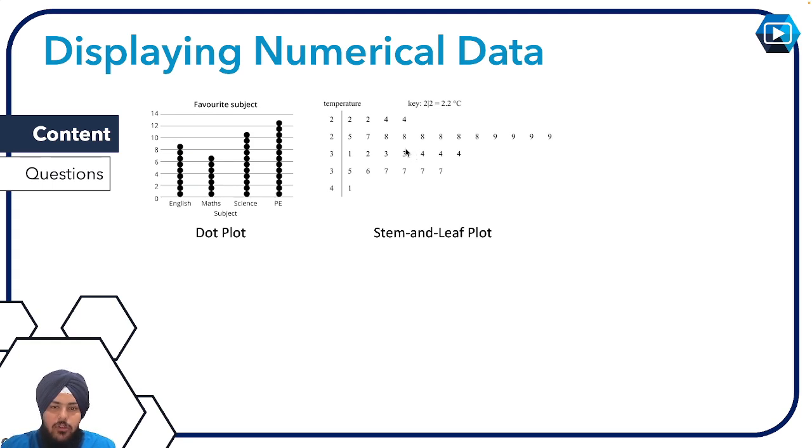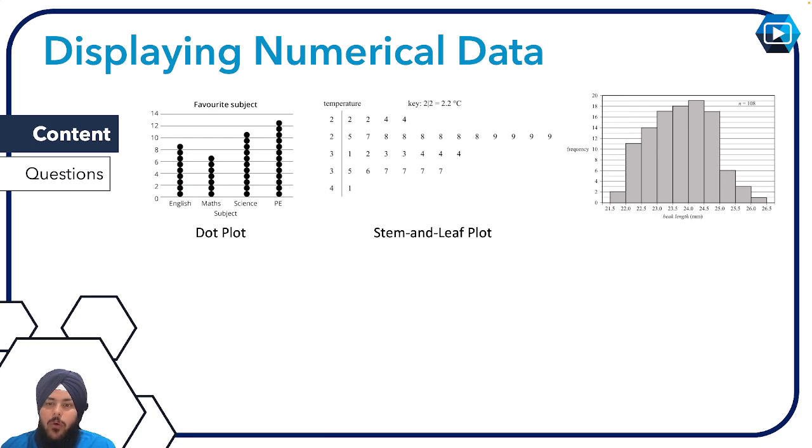So just to quickly have a look at how we might read this. If we have a look at just this number over here, so 3|3, what that represents is that we have a value in the data that is 3.3 degrees Celsius. So that's how we can read the stem and leaf plot. We can also represent numerical data in the form of a histogram. And this is a very common representation because we have a large range of values. So we have the x variable on the x-axis, and we have the frequency on the y-axis.